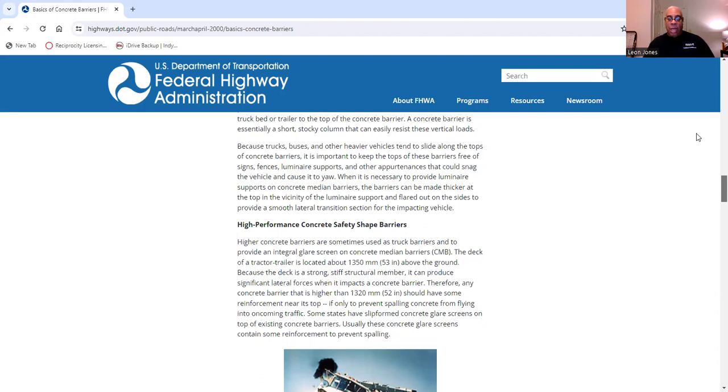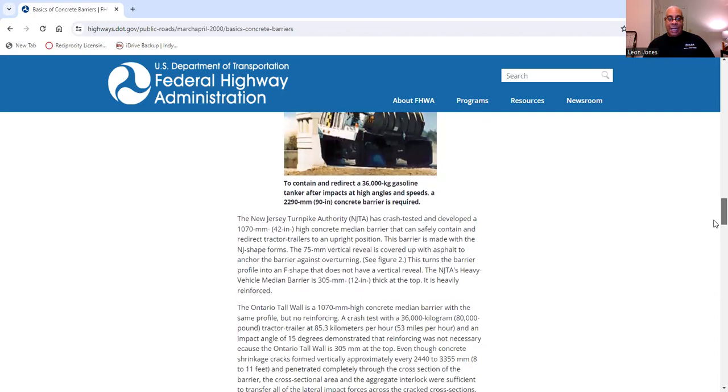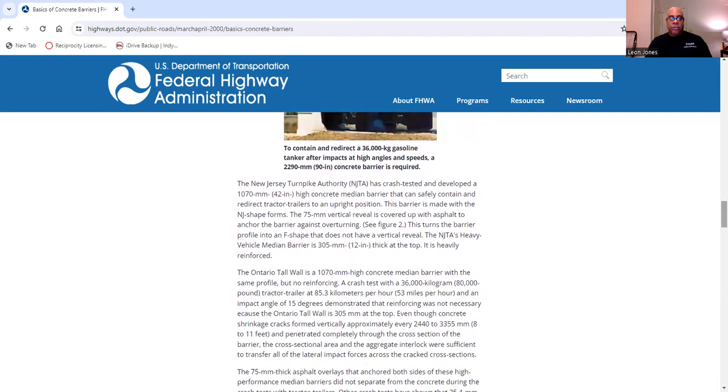Now, some states have slip-formed concrete glare screens on the top of existing concrete barriers. Usually the concrete glare screens contain some reinforcement to prevent spalling. Now, the NJTA, which is the New Jersey Turnpike Authority, has crash tested and developed a 42-inch high concrete median barrier that can safely contain and redirect tractor trailers to an upright position. Now, this barrier is made with the NJ shape forms.